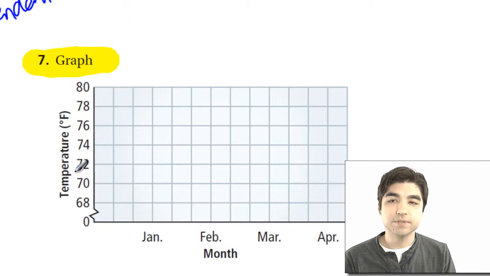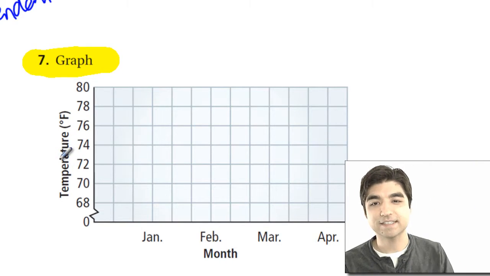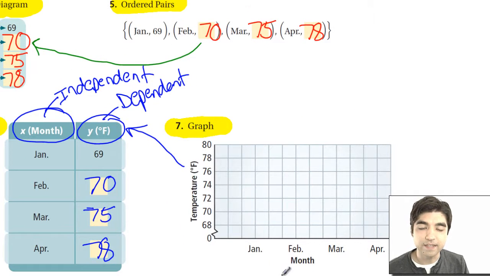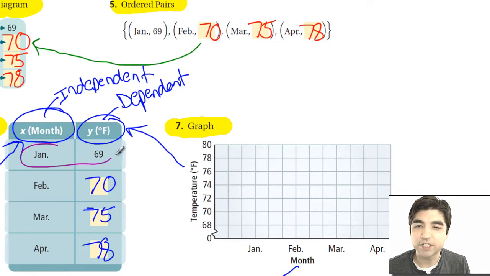Now the final way to represent a relation is to graph it. So we have the temperature here on the y-axis as we have shown in our table. And then in the x-axis we have the month, which is also from our table. So all we need to do is write down the points. So let's write down the first point here. We got January is 69 degrees Fahrenheit. So if we go to January, then go up to 69 and put a little dot there.